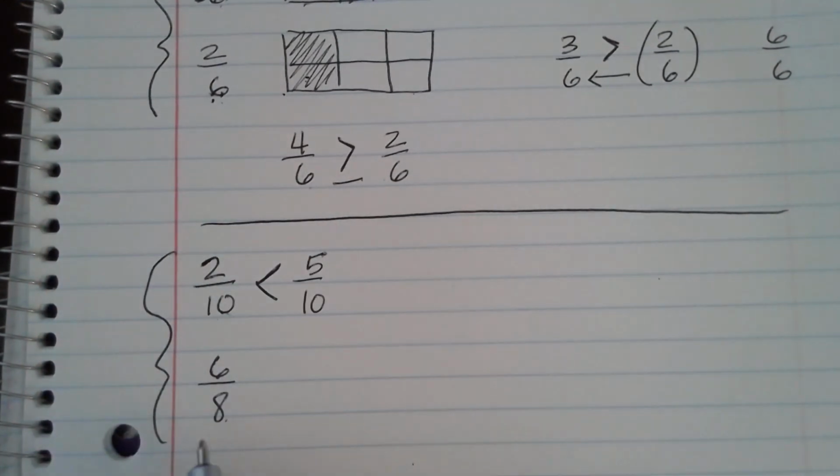Now, what about 6 over 8? What would half of a fraction with 8 as a denominator be? Well, it's got 8 pieces that make it whole. What would half of that be?